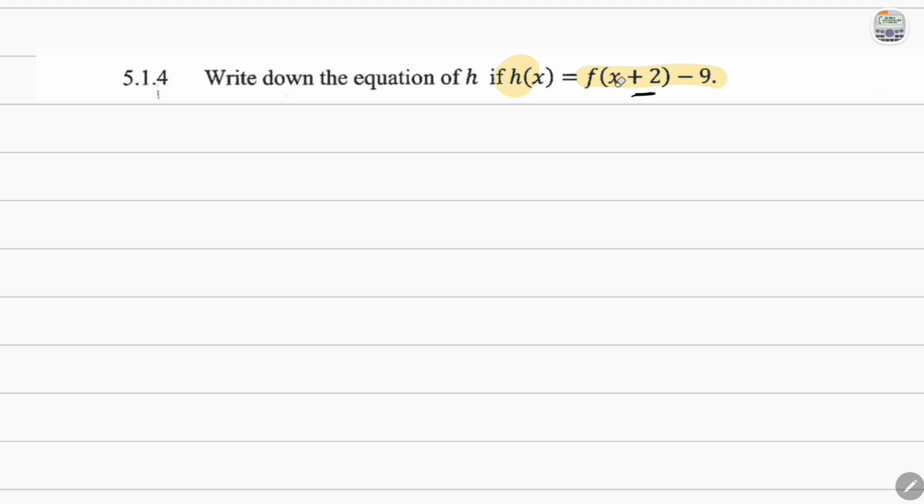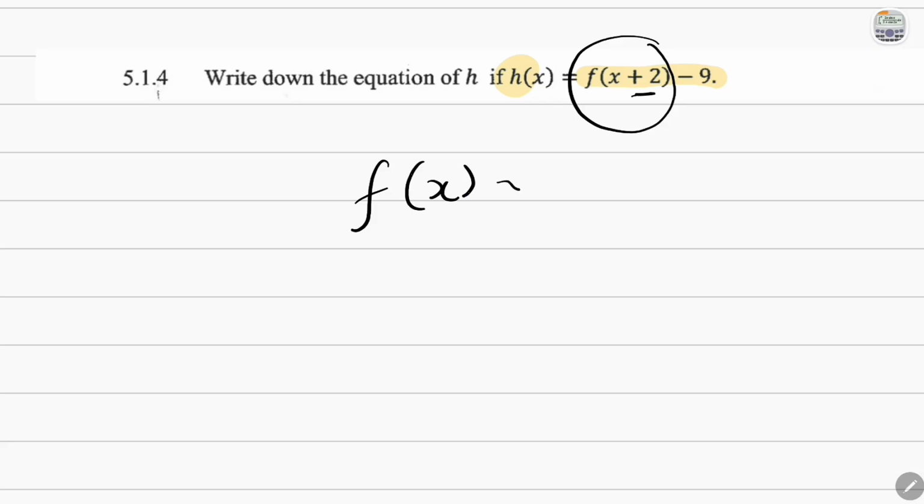The plus 2 is being applied to the x, meaning in your equation of f, wherever you see x, add a 2. And then we have minus 9. But you see how this is outside the function. So this now represents y, because once you apply that plus 2 to the x, that's going to give you your full equation, your new equation, whatever that is.